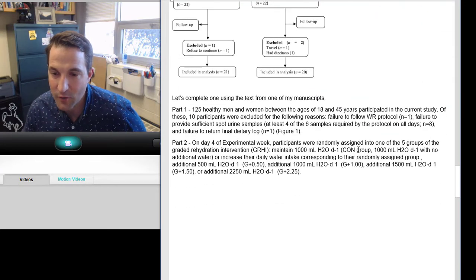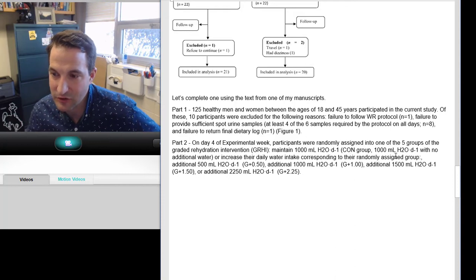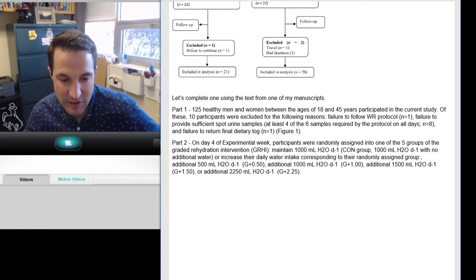Okay, so if we go back down to here, maintaining 1,000, that's their control group, or increase based on the amount. Okay, so we have extra half liter, extra liter, extra 1.5, and extra 2.25. So let's go over and see how we would make one of these.